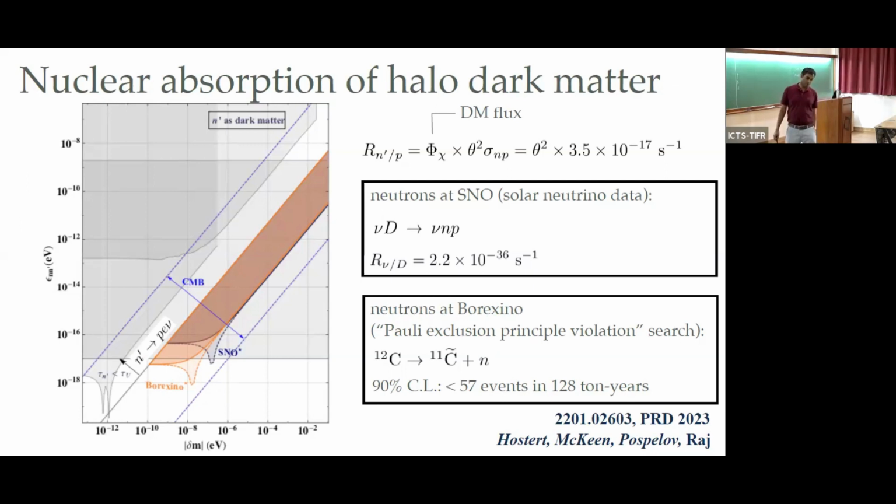Similarly, I can make use of another search that looked for neutron absorption. This was in the Borexino experiment. They did a slightly crazy search looking for carbon-12 decaying to some exotic carbon-11 state via some Pauli exclusion principle violation. Let's not get into it. But the key is that they also looked for neutron absorption. So I can piggyback on that and set a limit again using the quoted limit on the rate at which this happened with their exposure. So I get a limit that's kind of comparable to SNO, but also complementary. Okay, so good. So absorption can be done using neutrino detectors.